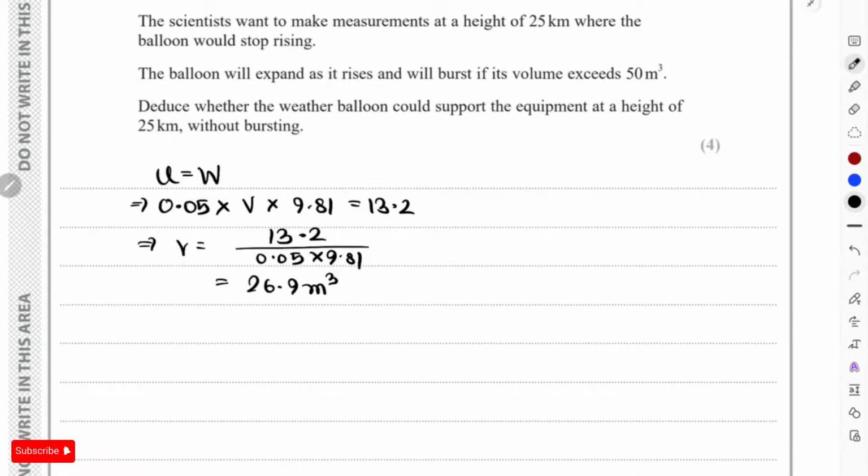Now, for your balloon to burst, your volume must be greater than 50 meter cube. The volume that you got at 25 kilometers above the ground was only almost 27, right? Which is certainly half of that volume. So your balloon will not burst, right?